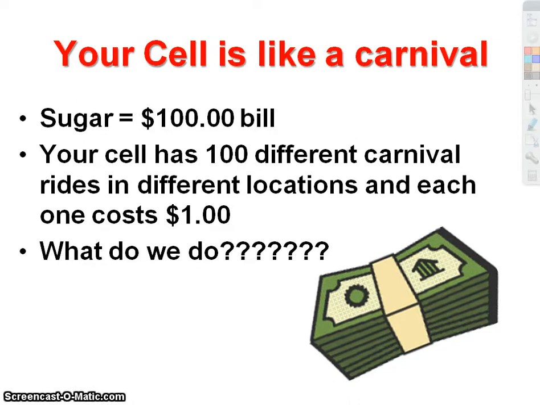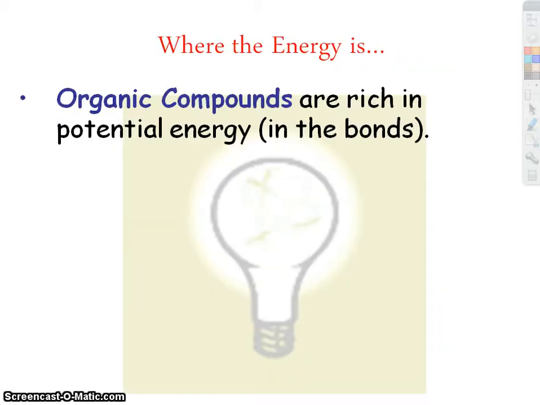So what you need to do is release the energy from the sugar and release it in such a way that you could send little packets of that energy to all the different rides, and that way everything could be running at once. And that's the idea of how ATP is going to become important in your cells. It's going to transfer energy from a large energy source to all these little places where smaller amounts of energy are needed.